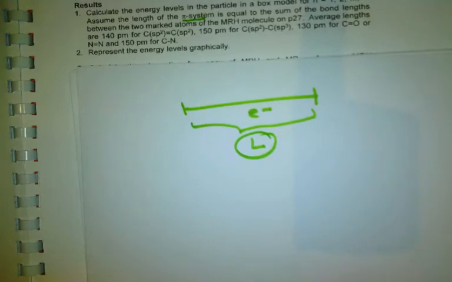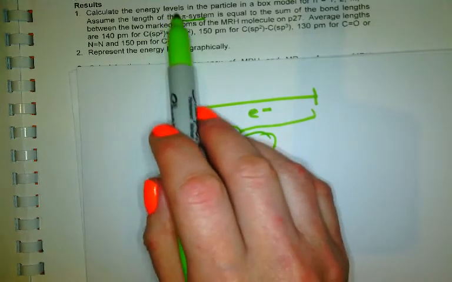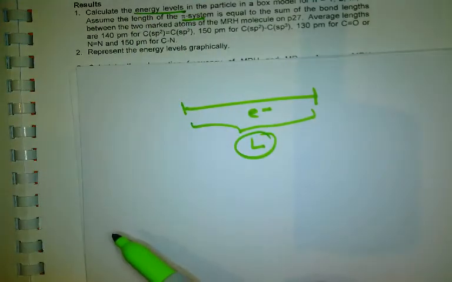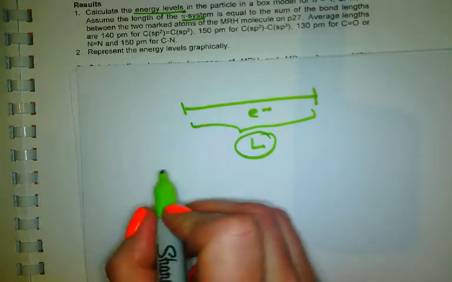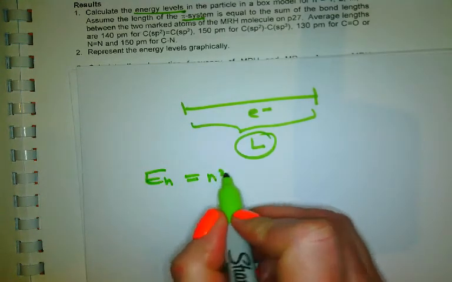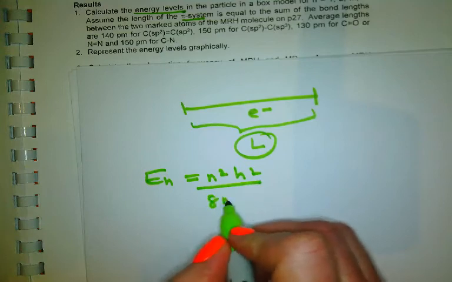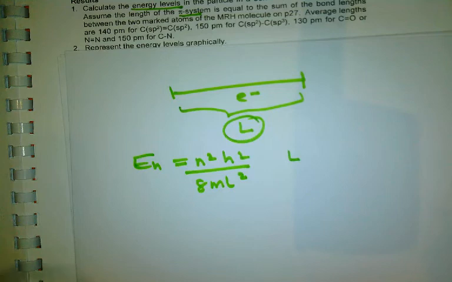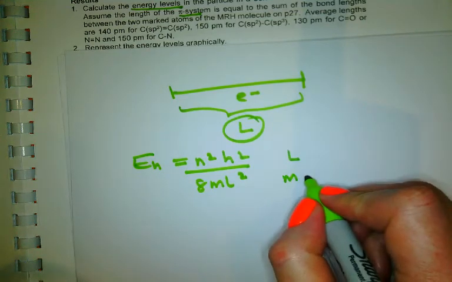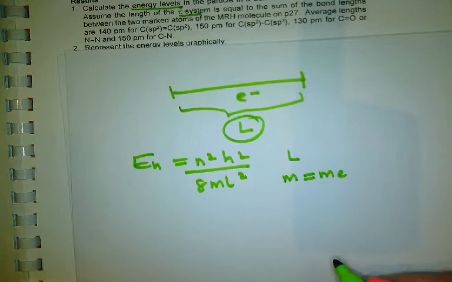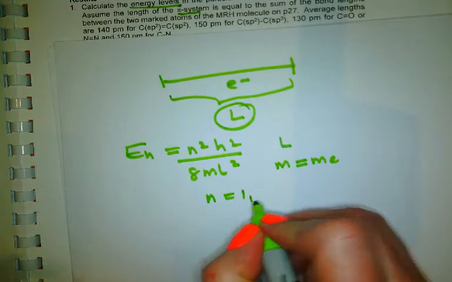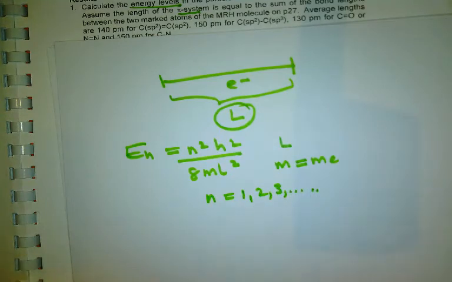The second part of the question, which is also related to the first part, asks you to calculate the energy levels. In the manual you'll find this equation. L is of course the length of the box that you've just calculated, and m is the mass of an electron, which you'll find in your data sheet. n is the quantum number for the particle in a box. It starts from 1 going to infinity.